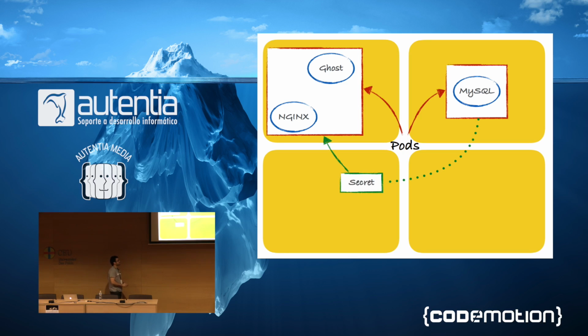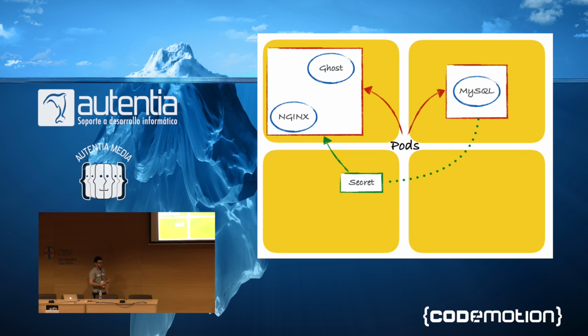I mentioned before the secrets. So, for example, here you can see a use case for the secrets. We have MySQL, and we don't want to store that MySQL password anywhere in our GitHub or in the Docker file or anything like that. We will create the secret in the cluster itself, and we are going to use that secret inside our pod.